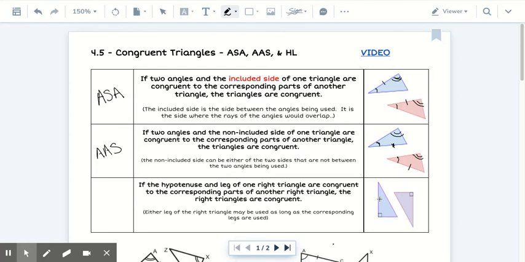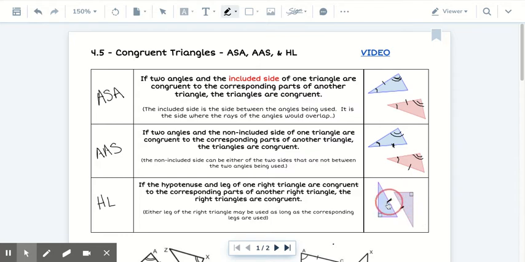And then the third one has to do with right triangles only. This one is called hypotenuse leg. We abbreviate it HL. And this one says that if the hypotenuse and a leg of one right triangle are congruent to the corresponding parts of another right triangle, then the right triangles are congruent. Okay, so hypotenuse leg, the hypotenuse is the side that is across the triangle from the right angle.